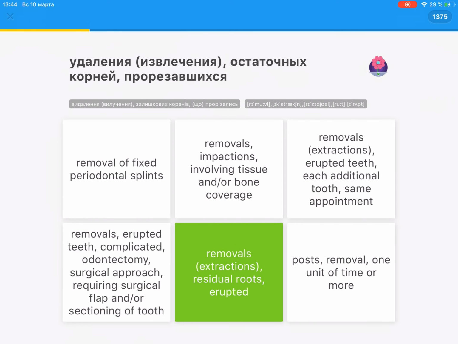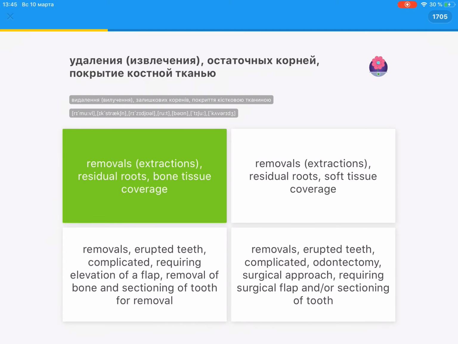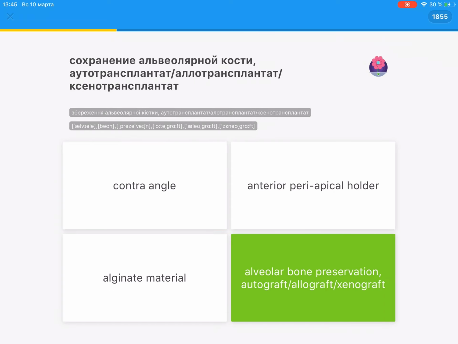Removals, extractions, residual roots, erupted. Removals, extractions, residual roots, soft tissue coverage. Removals, extractions, residual roots, bone tissue coverage. Alveolar bone preservation: autograft, allograft, xenograft.